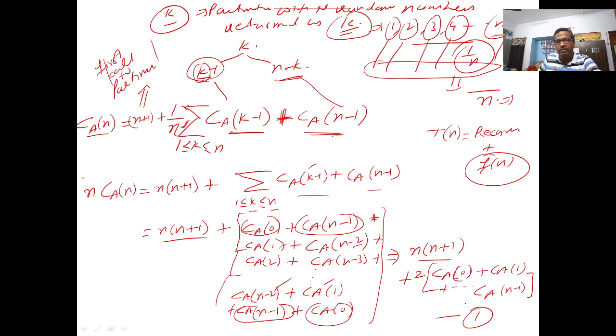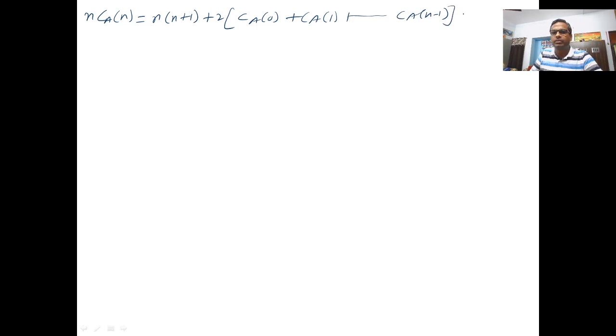Fine. Is that okay with all? Okay. Now name this equation as equation number 1 and name this equation as equation number 2. Fine. Now try to rewrite what we attained till yet: n multiplied by C(n) is equal to n into n plus 1 plus 2 of C(0) plus C(1) plus up to C(n-1). So this is the equation number 2.